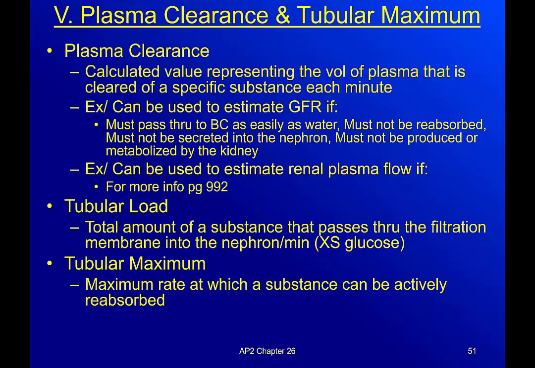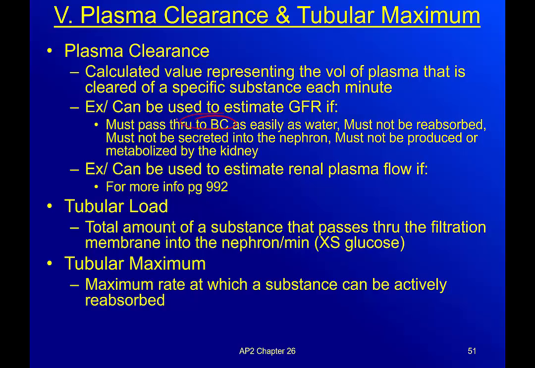One, it has to pass through Bowman's capsule as easily as water does, but it can't be reabsorbed and it can't be secreted. So it basically can go through step one of making urine, but then after that, if it didn't get in there in that first step, it can't go anywhere else. It can be used to estimate renal plasma flow. And if you really want more information on that, you can look in your book.